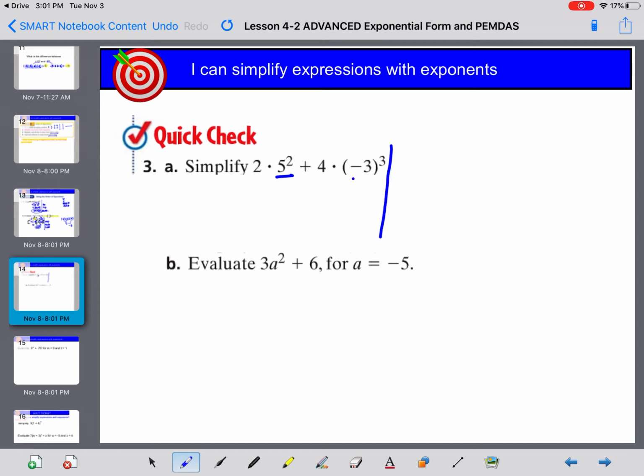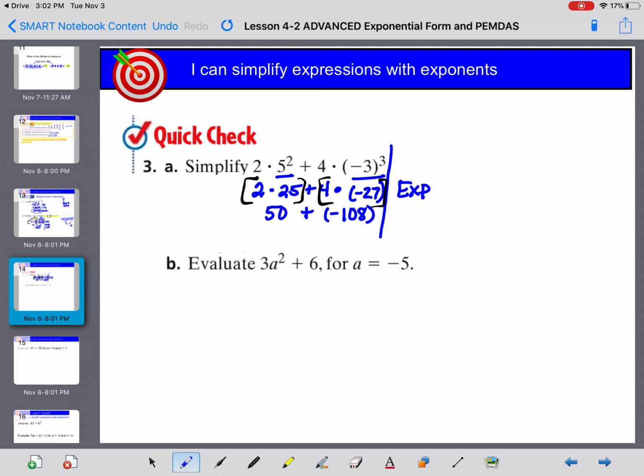All right, the first thing that I see is that I have an exponent here and an exponent here. 2 times 25 plus 4 times -3 times -3 is +9. +9 times a -3 is a -27. Then, my next step after I've simplified my exponents is to multiply or divide from left to right. So that would be 2 times 25 and 4 times -27. -27 times 4 is -108. You probably had to do a side problem to get that.